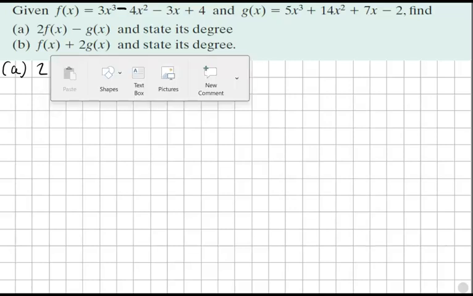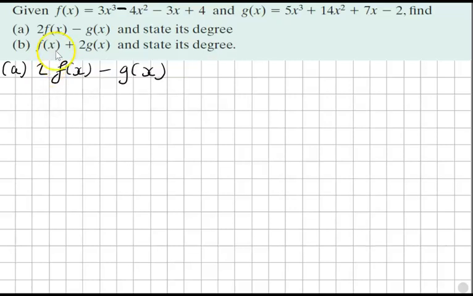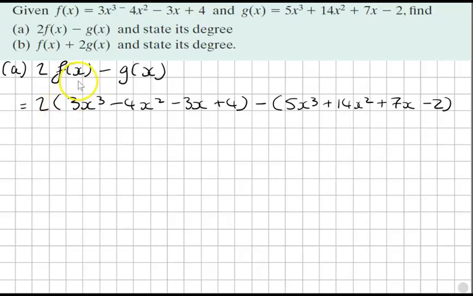So we have 2 times f of x minus g of x. So we're going to replace f of x with a set of brackets and put 3x cubed minus 4x squared minus 3x plus 4 into the brackets. And then we have minus, and then another set of brackets. The brackets are very, very important. And then we replace g of x with 5x cubed plus 14x squared plus 7x minus 2.